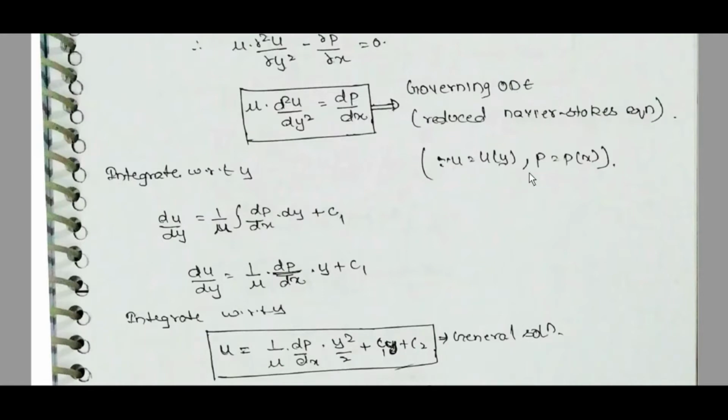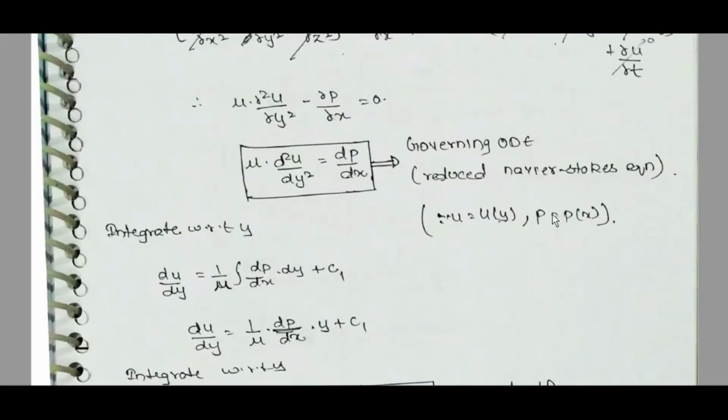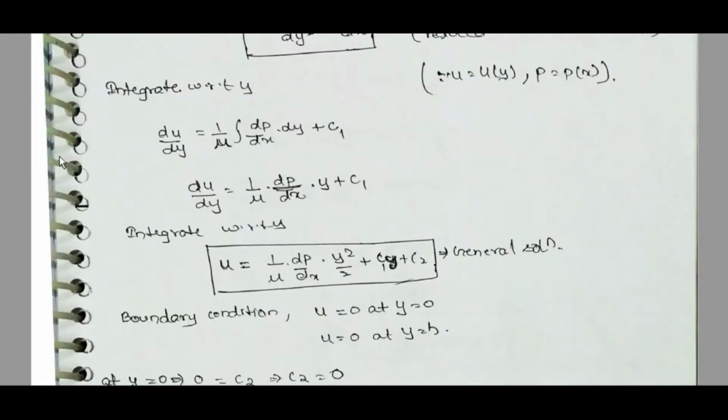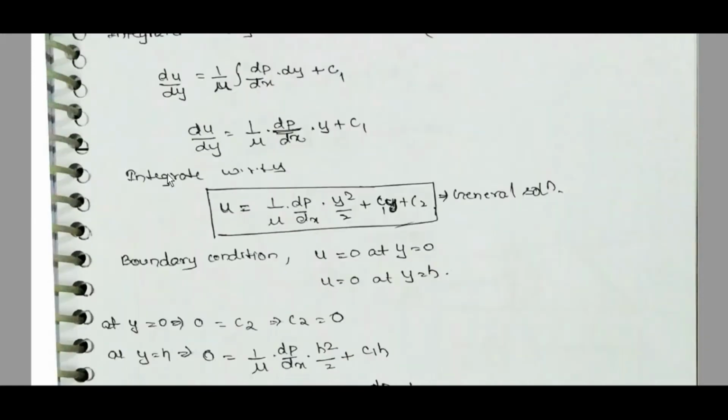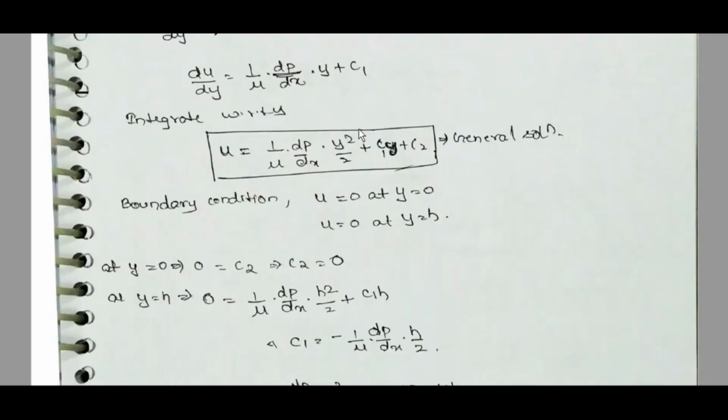Since u is equal to u of y and p is equal to p of x, integrating with respect to y, du by dy is equal to 1 by mu integral dp by dx into dy plus c1. Du by dy is equal to 1 by mu dp by dx into y plus c1. Integrating again with respect to y, u is equal to 1 by mu dp by dx into y square by 2 plus c1y plus c2.